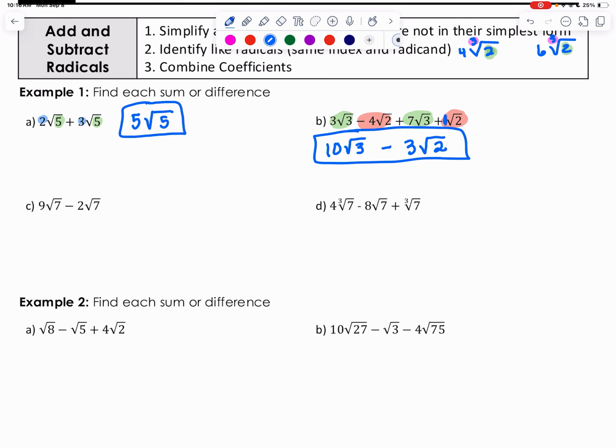All right, problem C, we have 9 square root 7 minus 2 square root 7. These are like radicals, so I'll just combine the coefficients. 9 minus 2 would be 7 square root 7.